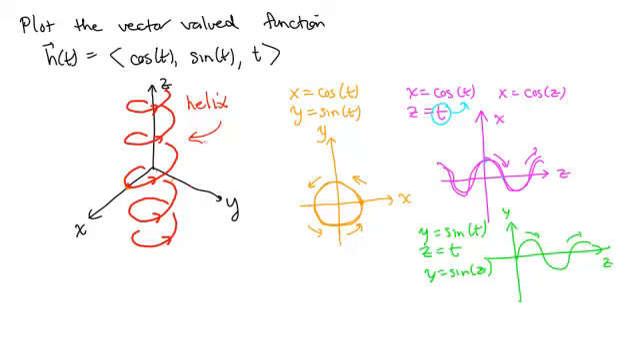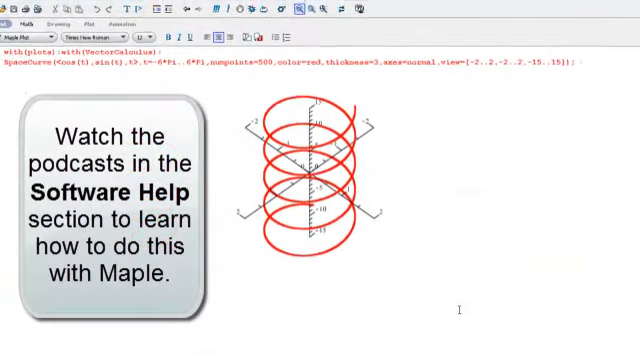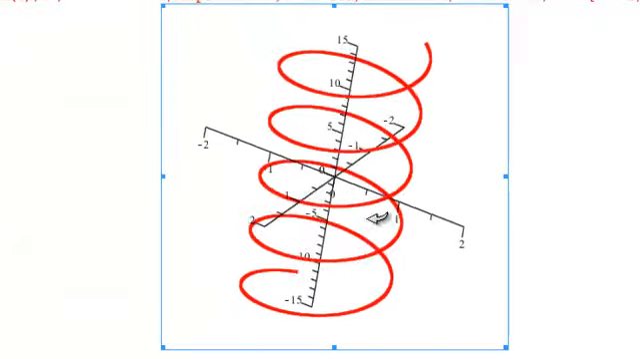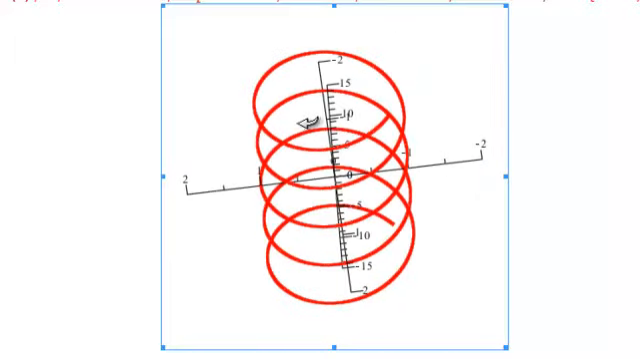It can be really hard to draw these things in 3 dimensions, and so that's where computer technology comes in handy. If we use Maple to plot this curve, we get a graph that looks like this. But the cool thing about Maple is I can actually grab it and start to rotate it around. And so I definitely can get that sense of something spiraling around.